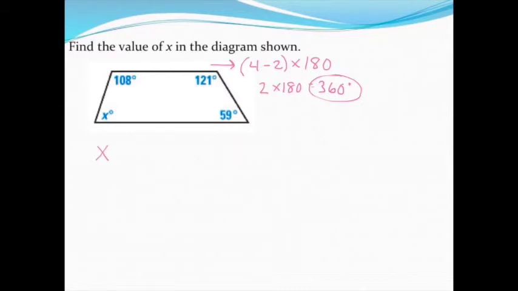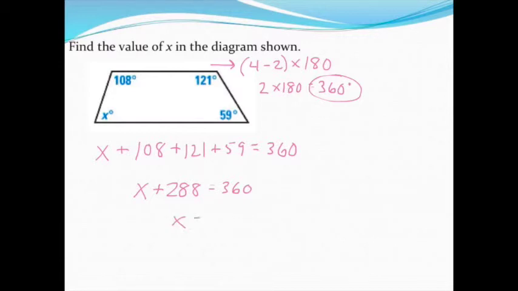So I've got an x, I've got 108 degrees, I've got 121, and I've got 59. And I know that those 4 angles need to add up to 360 degrees. A quadrilateral's interior angles will add up to 360 degrees. And from there, it's just a matter of solving this algebra equation. So I'll add up my like terms and get x plus 288 has to be equal to 360. And once I subtract 288 from both sides, that missing angle must be 72 degrees.